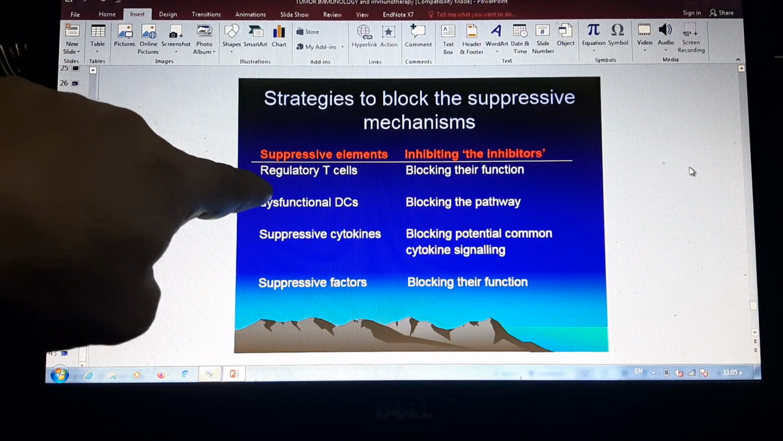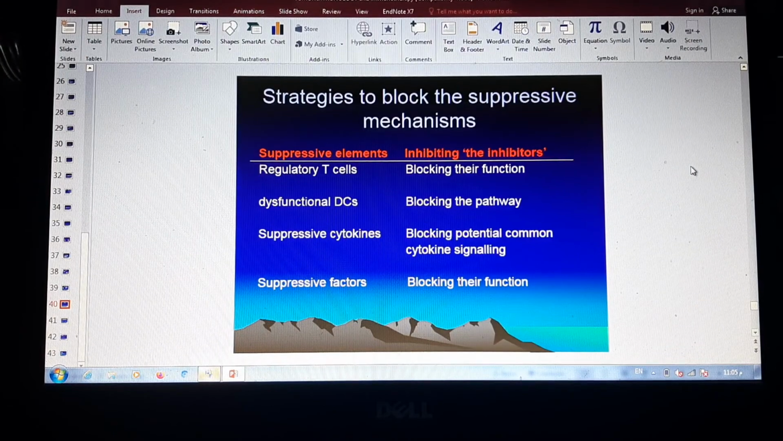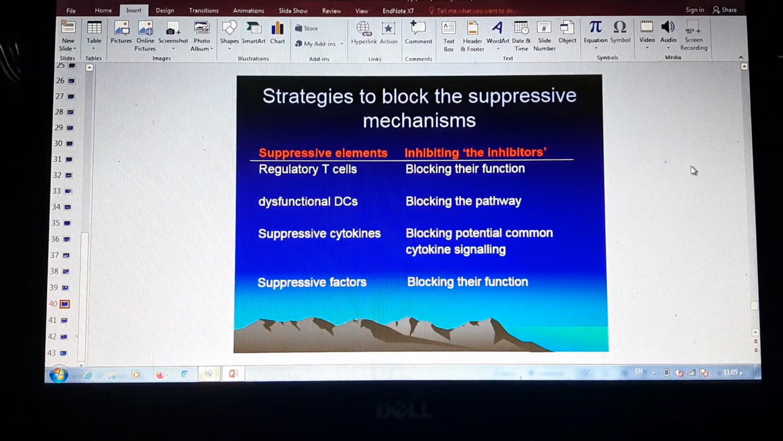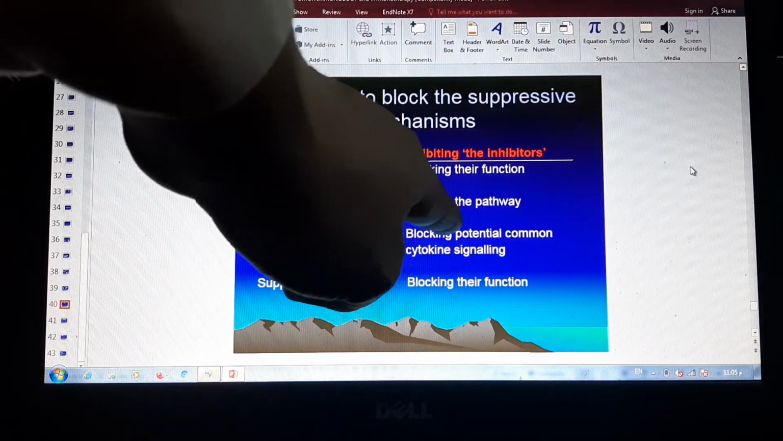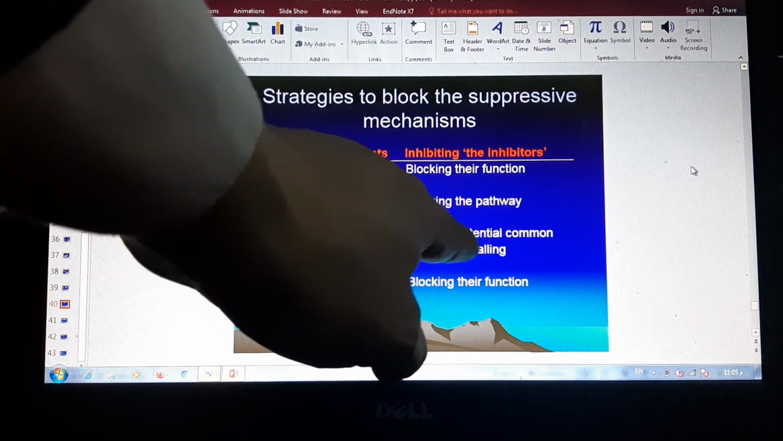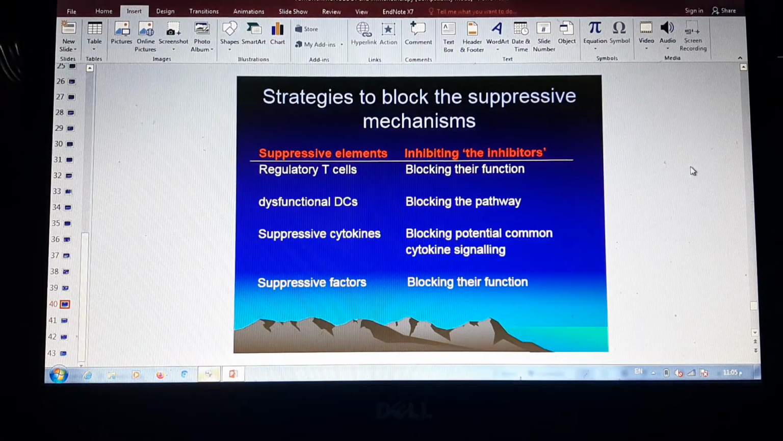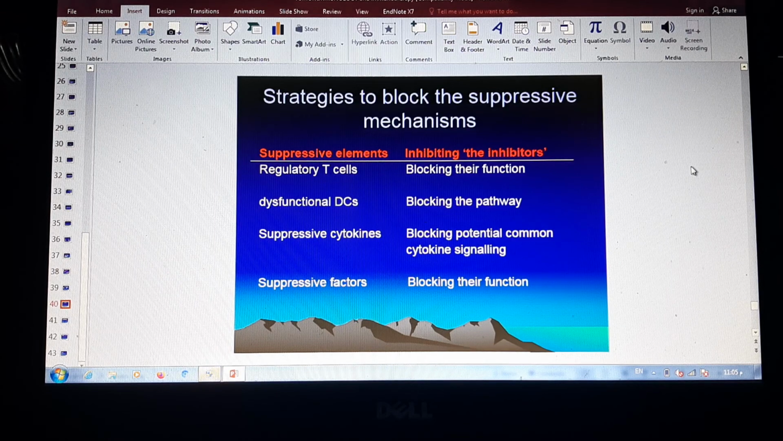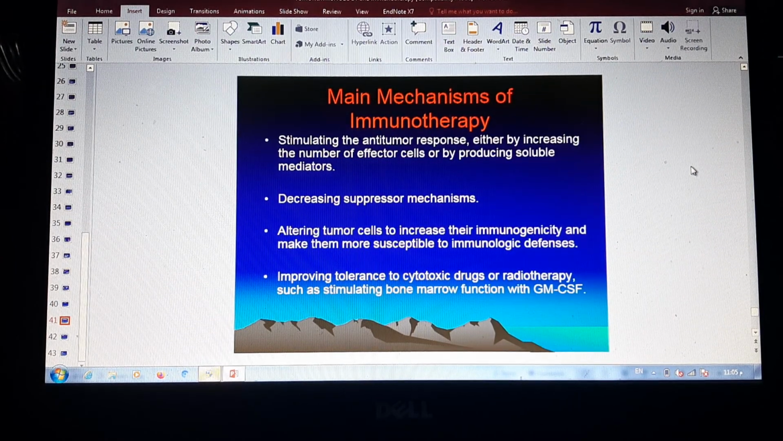First, if we are thinking that there are some regulatory T cells that inhibit the immune system from taking its normal function against the tumor cells, we will try to block their function. If there are dysfunctional dendritic cells, we are trying to block this pathway. If there are some suppressive cytokines, we will try to block potential common cytokine signaling. If there are suppressive factors, we block their function. These are the general principles of the strategies to block the suppressive mechanisms between the immune system and the tumor cells.